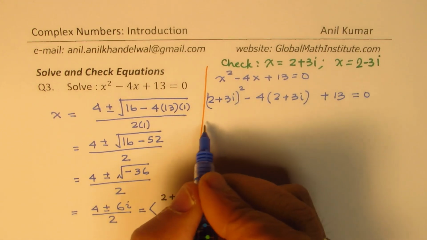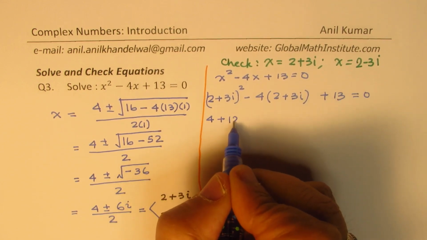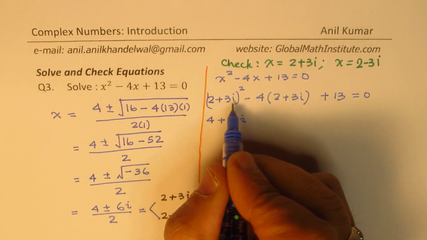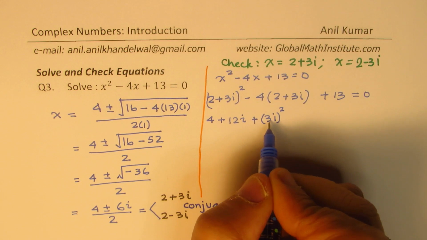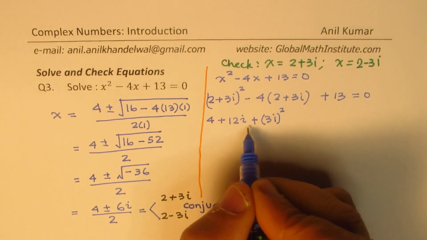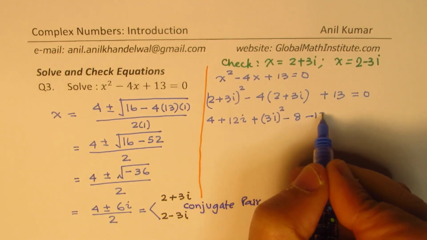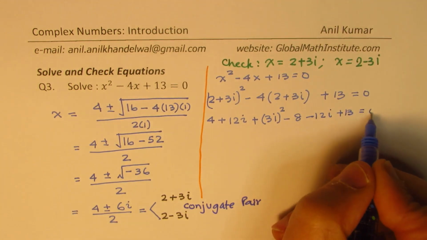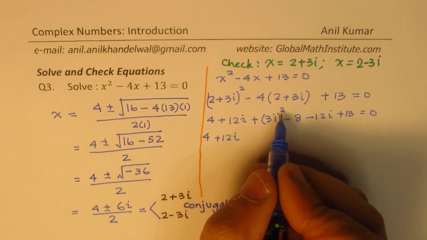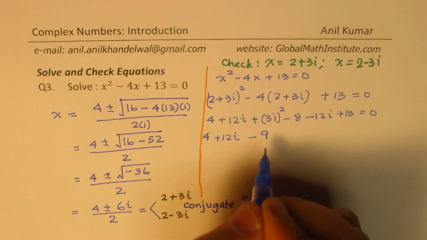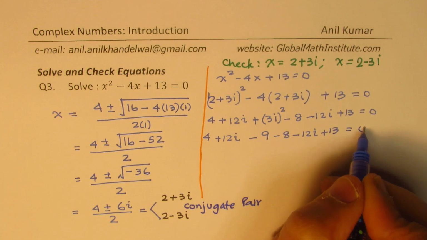So when you expand, you get a square, which is 4, plus 2ab, which is 4 times 3, 12i, plus b square, which is plus 3i square. I'm purposely taking an extra step here to show you that i square is negative 1, so that will change. Now we'll multiply this with 4, distributive property, and we get minus 8 and minus 12i plus 13 equals 0. Now here we get 4 plus 12i, i square is negative 1, and so we get negative 9 here, and we have negative 8, negative 12i plus 13 equals 0.